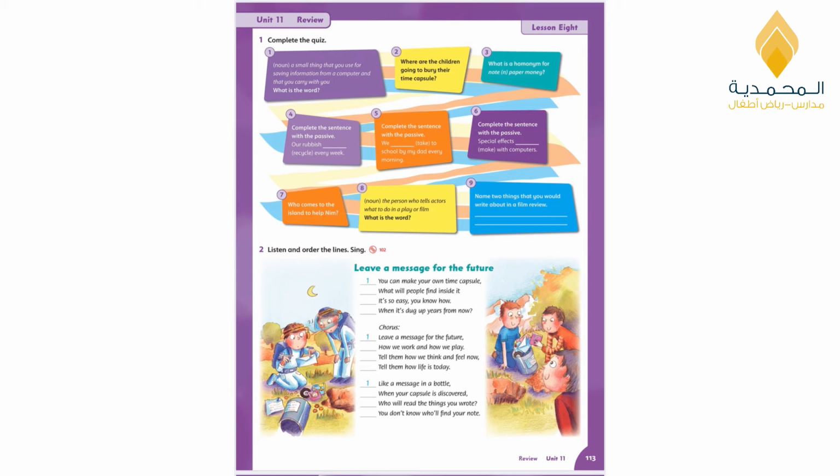Name 2 things that you would write about in a film review. Yes, we have to write about the characters, the plot, the recommendation, the script, the director, what is good or bad about the film, and the special effects. Now let us move to the song, and I am going to read. You are going to reorder the lines.